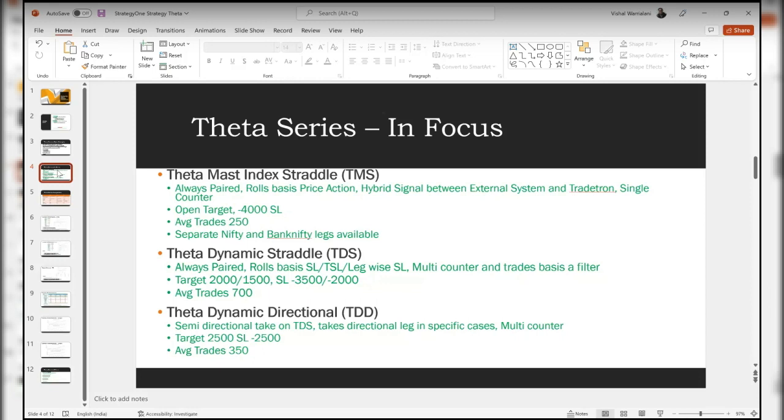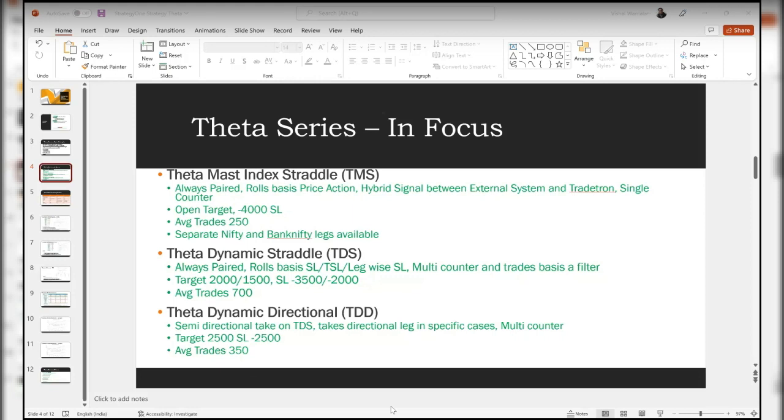TDS is an always paired strategy which rolls on the basis of SL, TSL, or a legwise SL. It is multi-counter and also has a filter to take a trade or not take a trade. In many volatile situations, it'll actually not take a trade at all, and that gives it the character that it has.